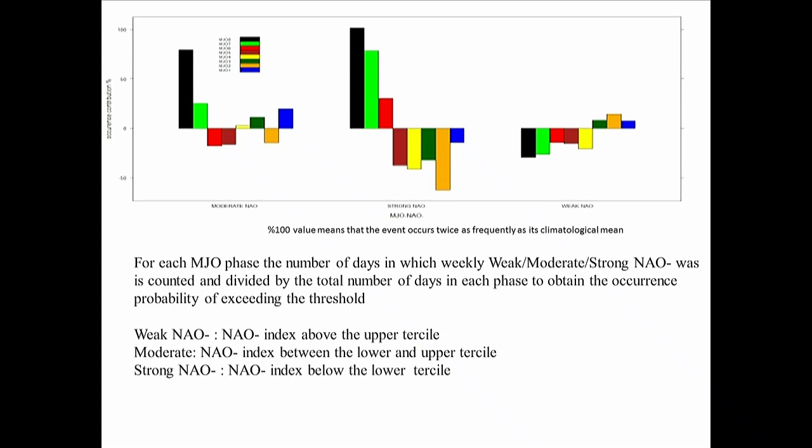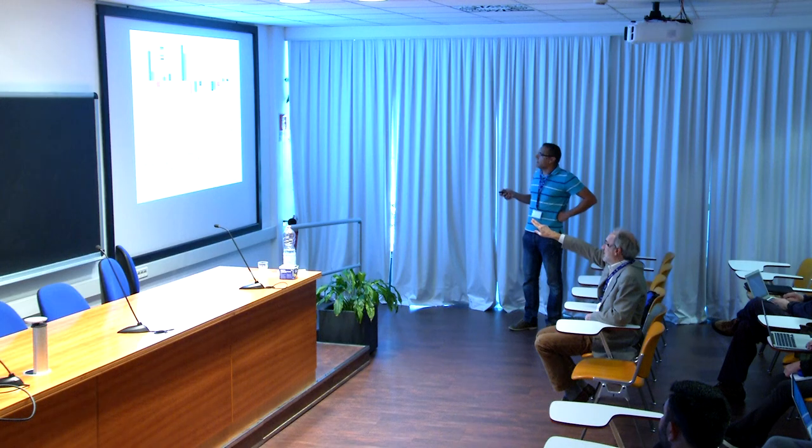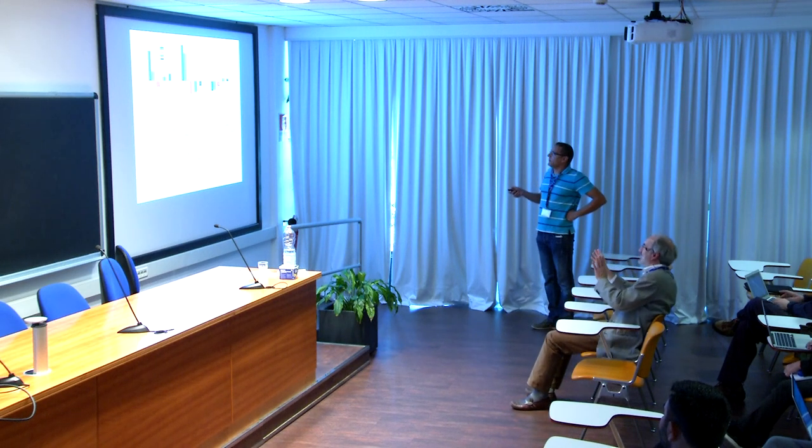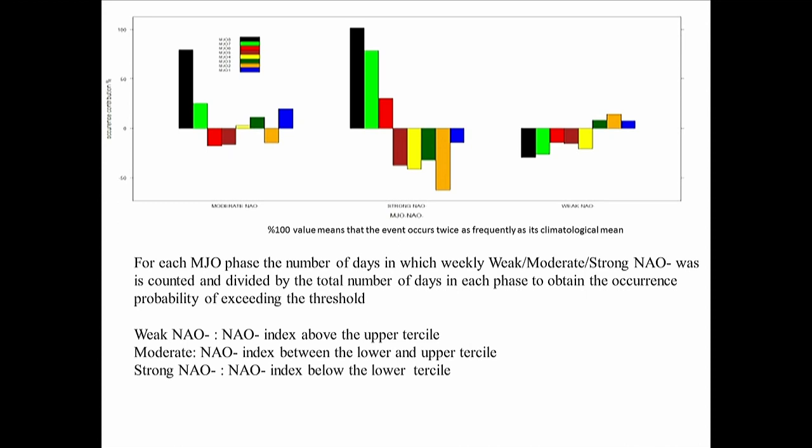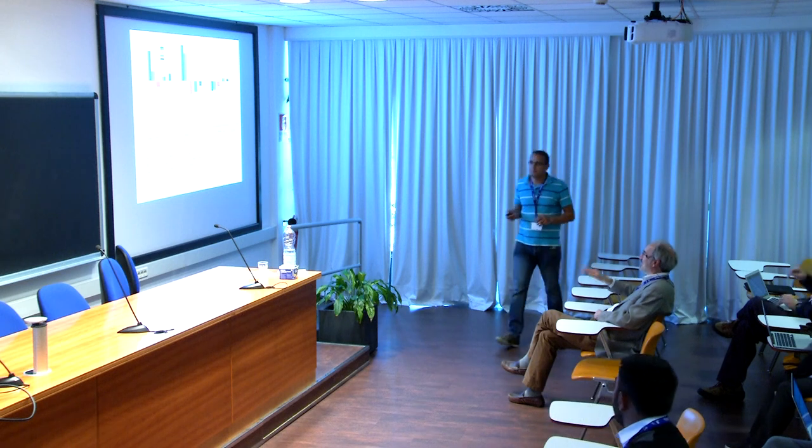Oh, okay, but sorry. So black is 8. Black is 8. Green is 7. Oh, okay. Yeah, that's important. So black is 8, green is 7, and red is 6. And the others 1. So we see that for 6, 7, 8, we have an increase of the occurrence probability of the negative phase of NAO, especially for strong events. So it is in line with what has been found by Christoph and by Hai. Yeah, it was simply the ordering from 8 to 1 that I just needed to clarify.